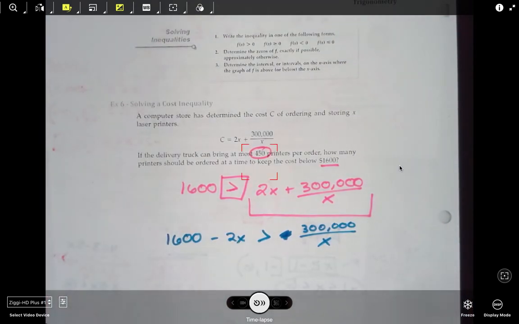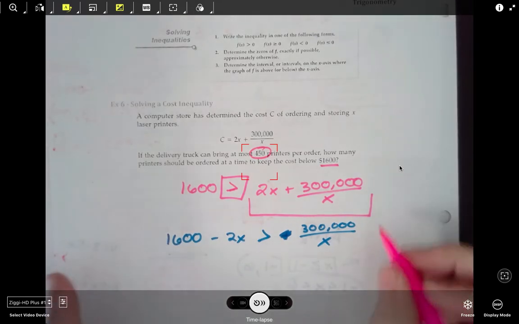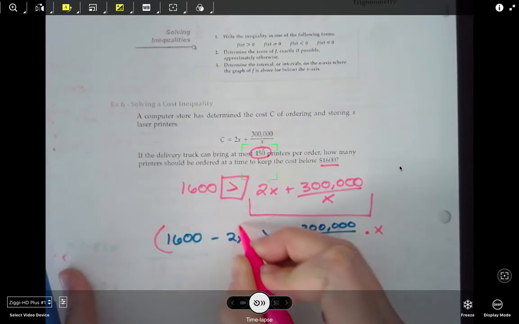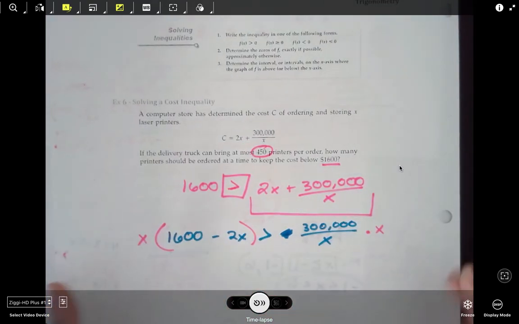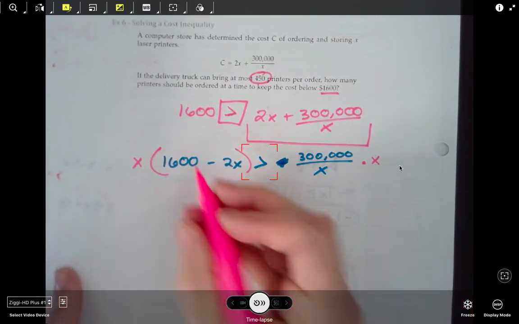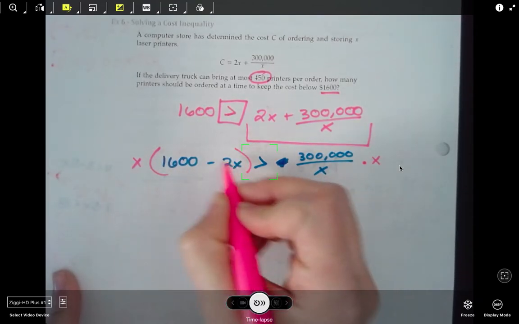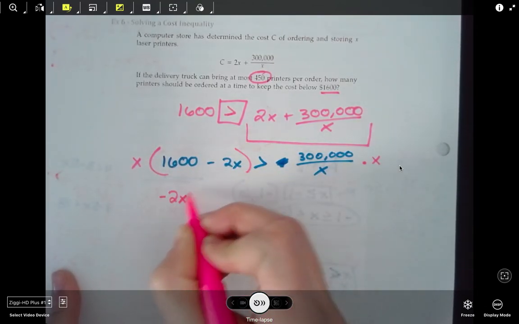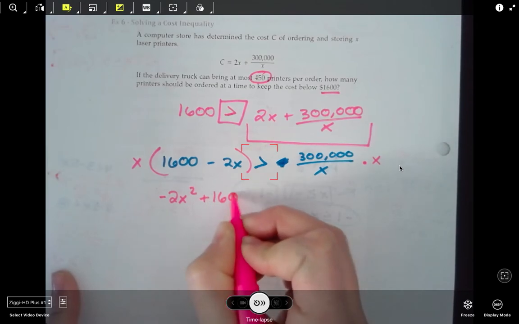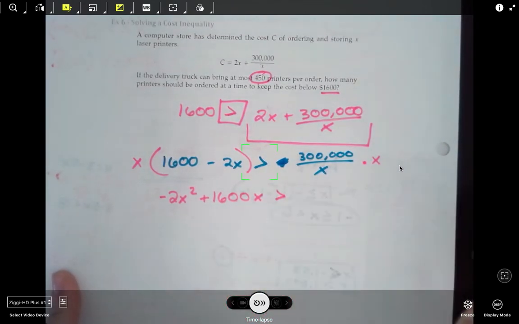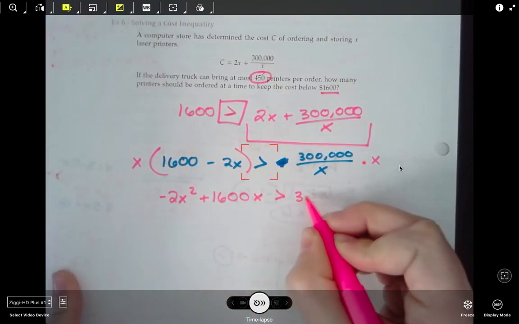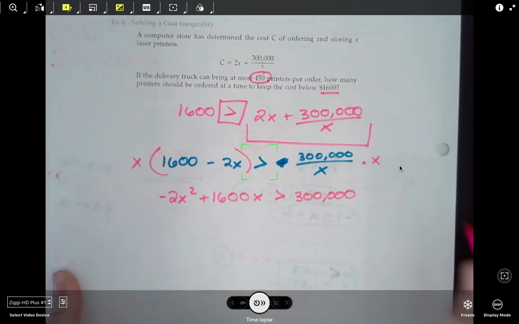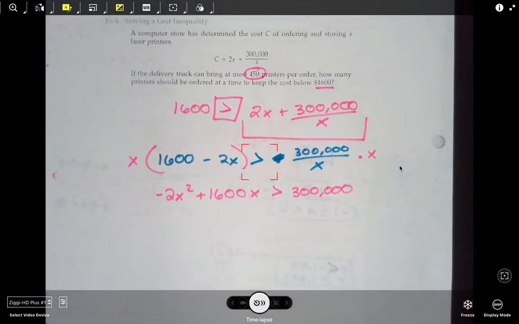Okay? I want to get this x out of the bottom here. How do I bump that x to the other side? Multiply by x. I'm going to times this whole thing by x again. So over here, I'm going to put these in order. I'm going to write negative 2x squared plus 1,600x is greater than 300,000. Like that. Okay? Does that make sense?